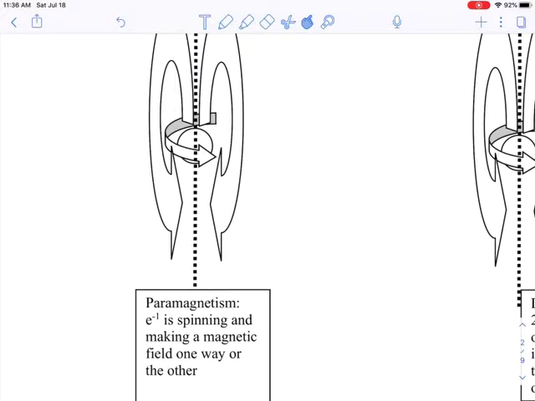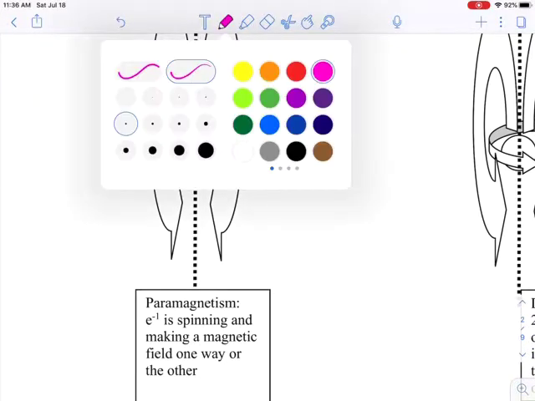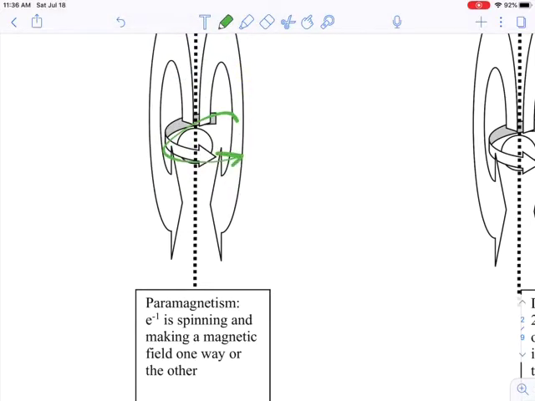Well, paramagnetic would be some electrons spinning in a magnetic field, making that magnetic field one way or the other. So again, if this one here is spinning in a particular way, then that means it's going to create a magnetic field either from north to south or south to north. Again, there's a whole rule about that in physics, and I'm not really concerned about that. So there is an electron that is apparently spinning in a particular direction, and it is making a magnetic field. Now, what would be diamagnetic?